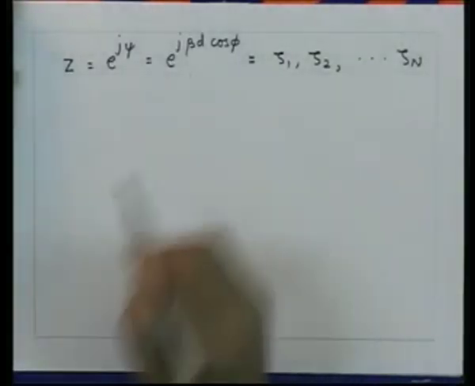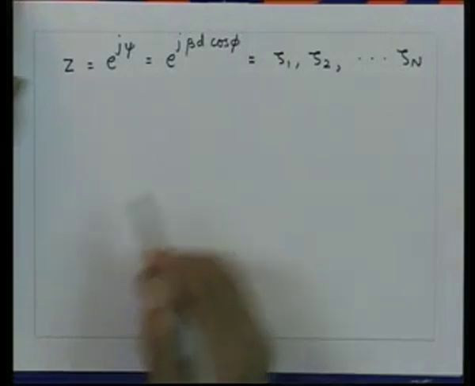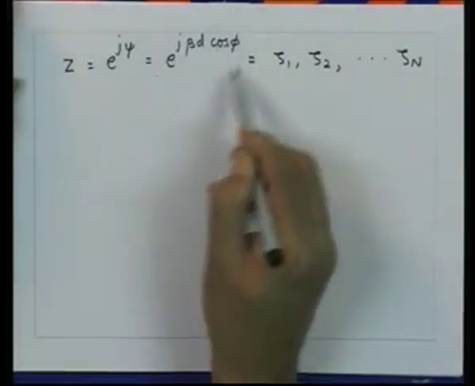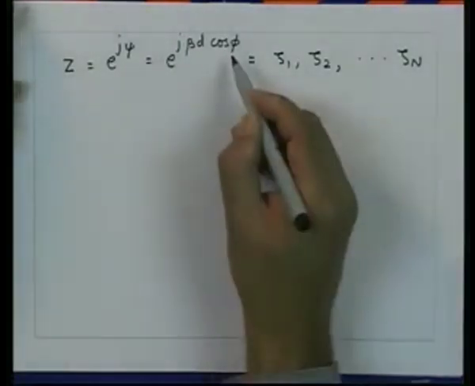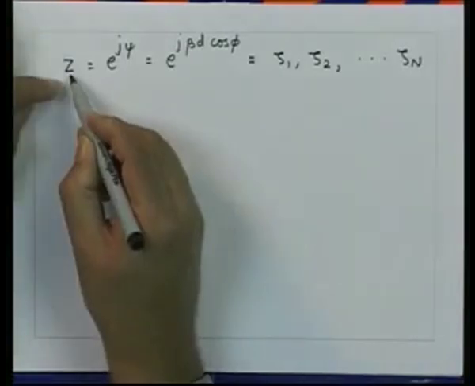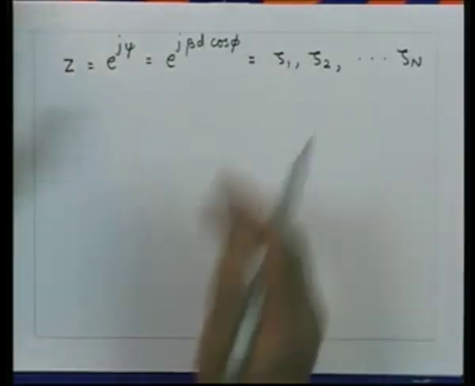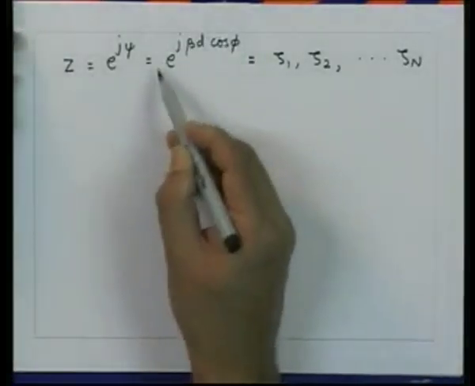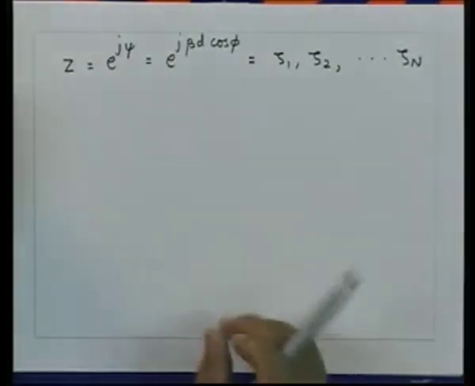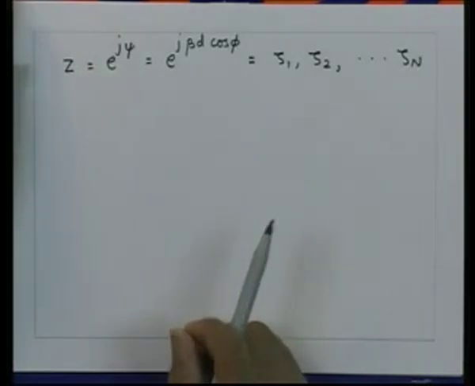So, one thing is immediately clear from here, that since this quantity is representing a phase function, as I change the value of phi, the magnitude of z always is equal to unity. That means this point lies on the unit circle in the complex z plane.